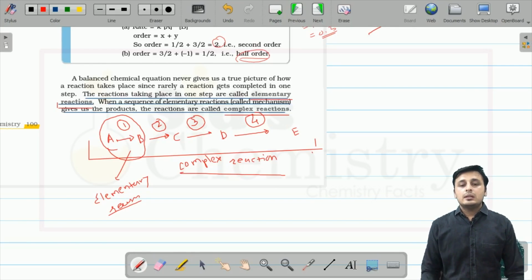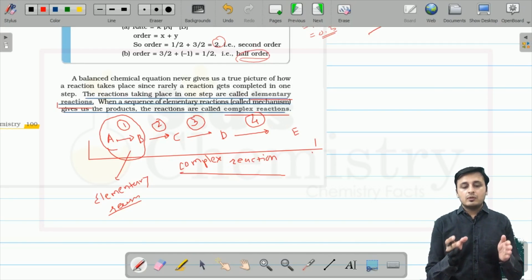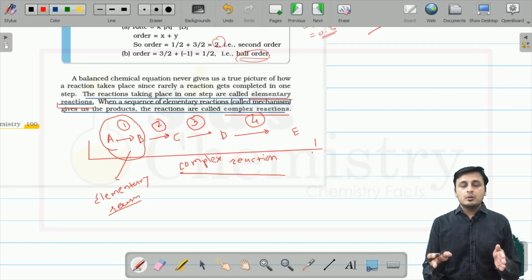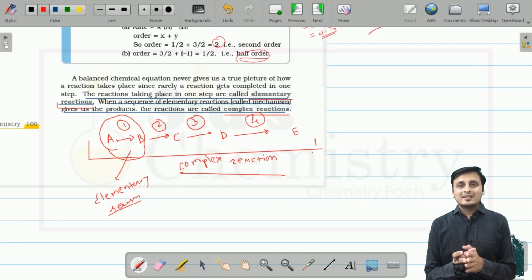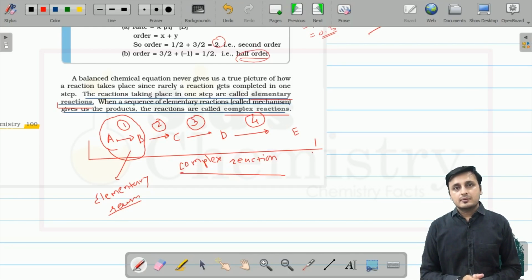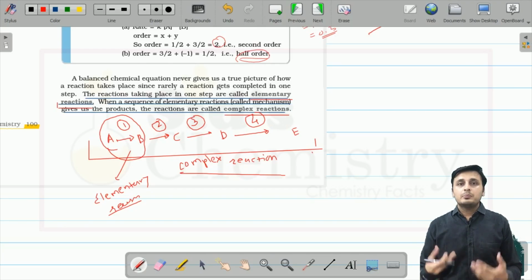It means that in these complex reactions there are four elementary reactions. So elementary reactions are the reactions which convert one compound to a second compound in a single step. They are single step reactions. In a very short way we can say that they are single step reactions. And complex reactions are the reactions which involve multiple steps.